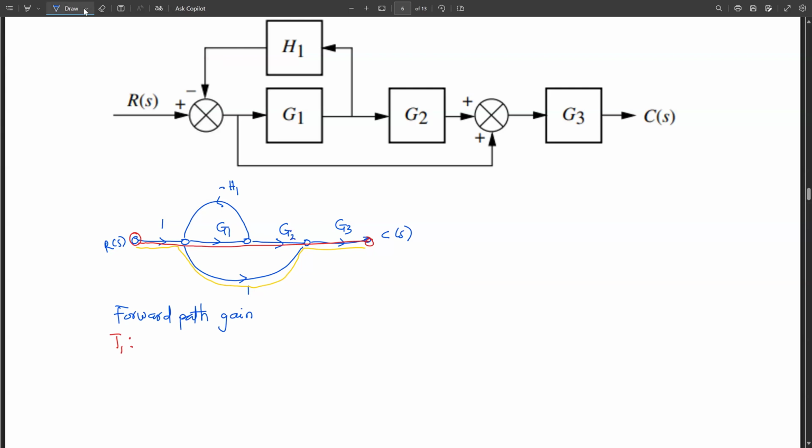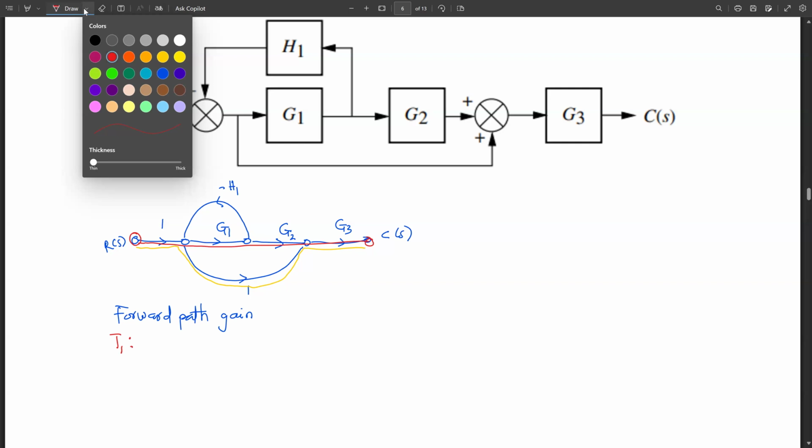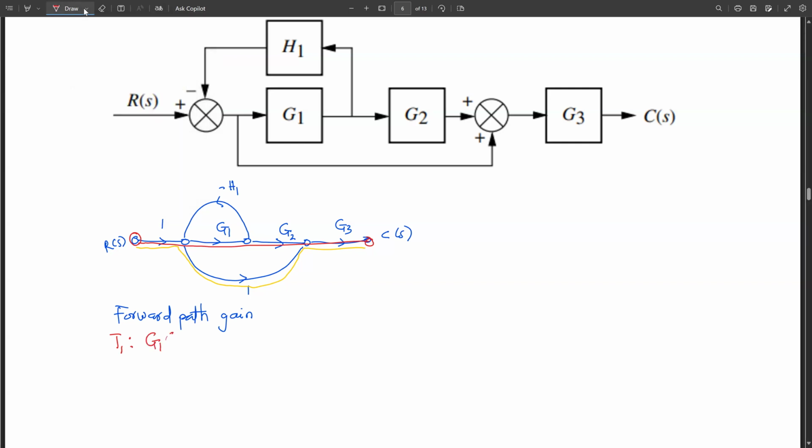Okay, G2. So it's going to be G1, G2, G3. That's for the red part. Now for the yellow part, which is T sub 2, it's going to be 1 times 1 times G3, right? So it's just simply G3. So these are the forward paths that we have identified. We've seen that there are only 2 forward paths, and it's from here and then runs to that point.